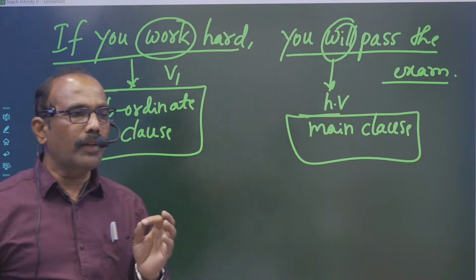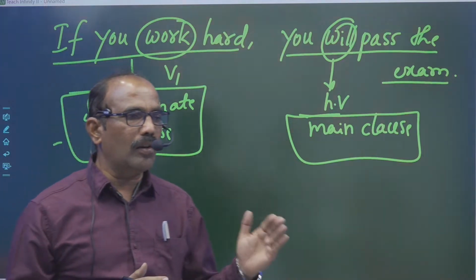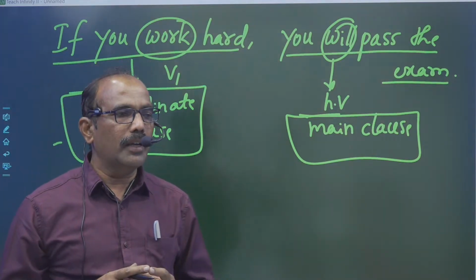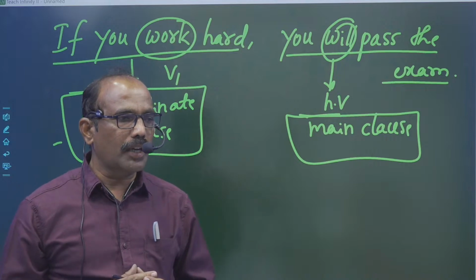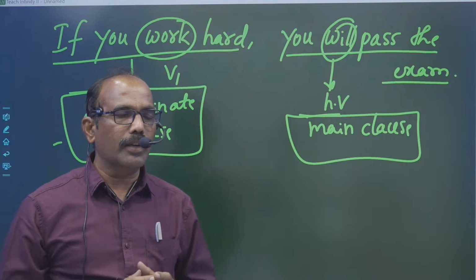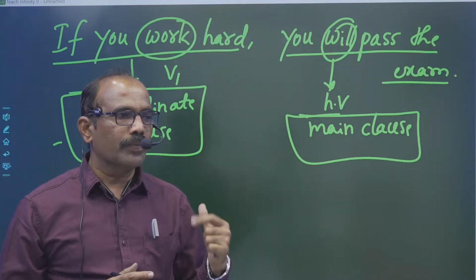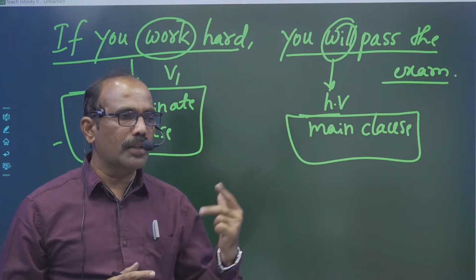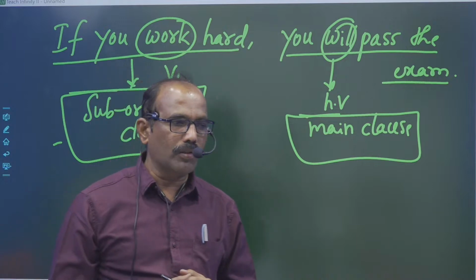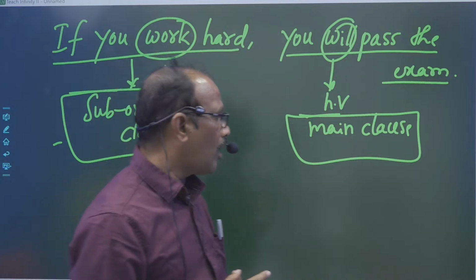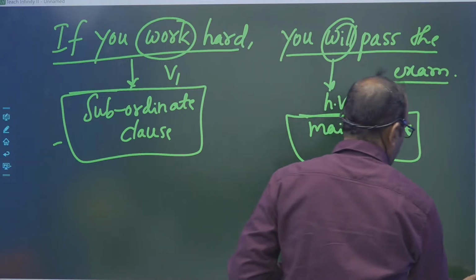If you have a good idea about main clause and subordinate clause, then we will have some other types. In subordinate clause, we have three important clauses. One is noun clause, the other is adjective clause, and the other is adverb clause. Noun clause means a noun-word clause. So what do you mean by noun clause?